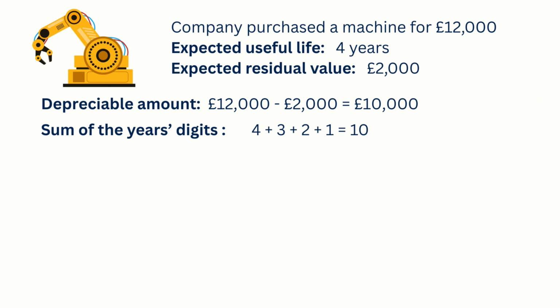Now, instead of spreading it evenly, this method recognises that assets usually provide more benefit in earlier years. So we use a sum of years digits. When we use the sum of years digits method, the numbers 4, 3, 2, 1 simply represent the remaining useful life of the asset at the start of each year. We add those numbers together to create a total weighting base. This total of 10 becomes the denominator in all our depreciation fractions. Now we allocate the £10,000 using those fractions.